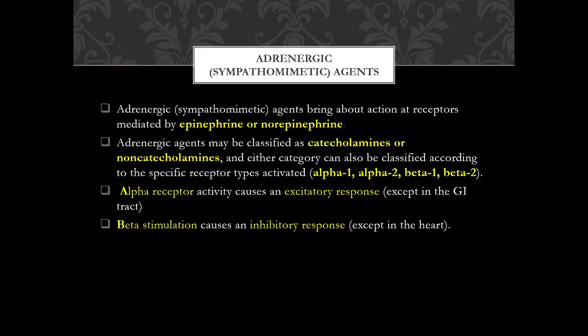What I'll be having you do is draw a character that signifies what alpha 1 does, so an alpha 1 superhero: what does it interact with, or what does it cause within the body, so that you understand these receptors and what they do more clearly. Alpha receptor stimulation causes an excitatory response except in the GI tract, and beta stimulation causes an inhibitory response except in the heart.